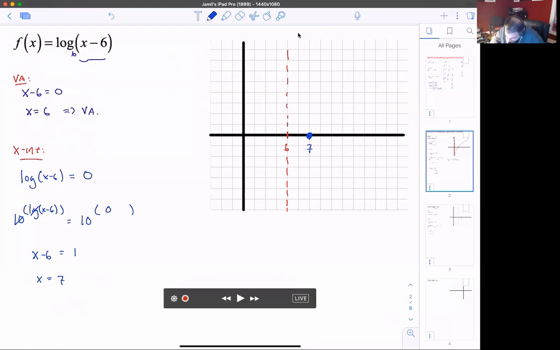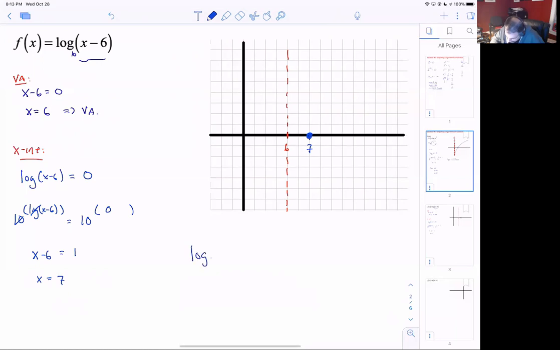So from here, we're going to ask what happens to log base 10 of x minus 6 as x goes to infinity. Okay, what's going to happen? Well, again, basically what we're saying is 10 raised to this answer is going to give us infinity because as x goes to infinity, x minus 6 is going to infinity. So 10 raised to what power is going to be infinite? Well, again, that's going to be infinity. So we know that the inputs are going to infinity and the outputs are going to infinity.